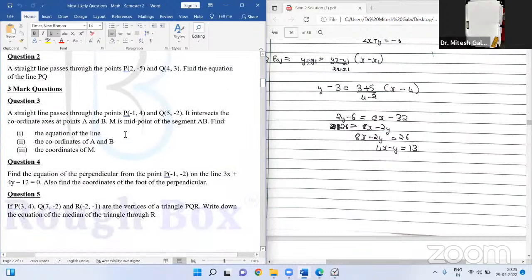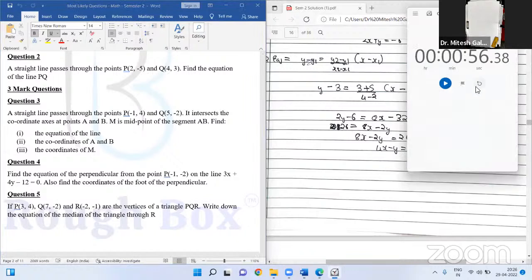Hello, 3-marker question, 3 parts given. First find the equation, then there is coordinates of A and B and midpoint M. So it's a diagram that you have to create and then you will get the answer. Come on, all yours. 1.5 minutes. Go for it. Everybody.